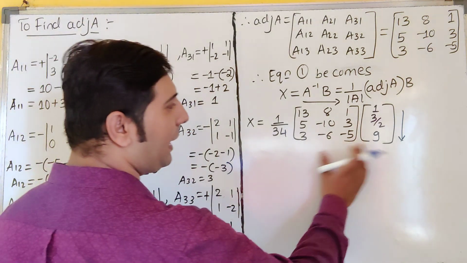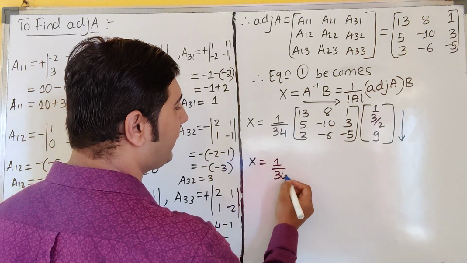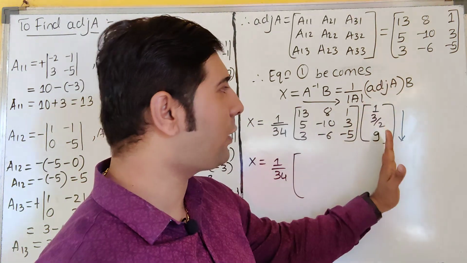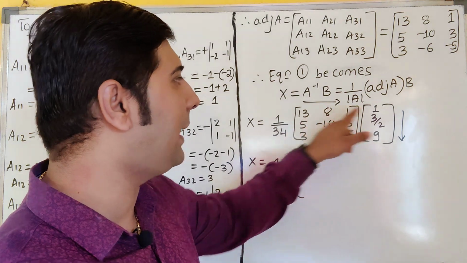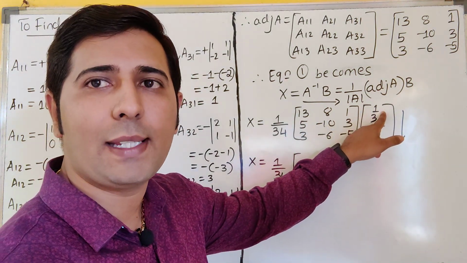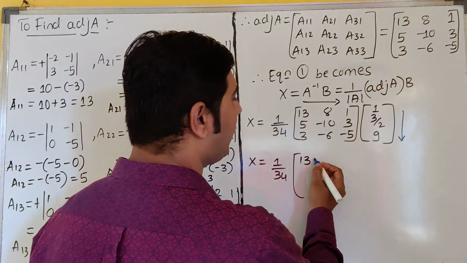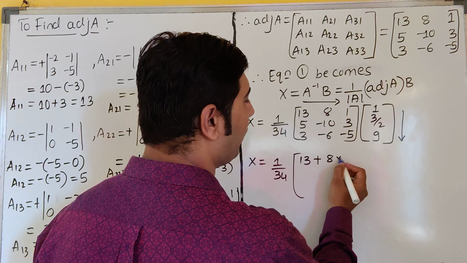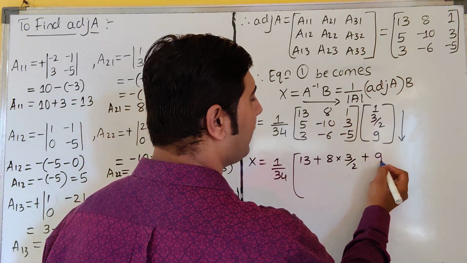So now first you multiply this and this, then you will work. So 1 by 34 is kept as is. Now see, first row, first column you have to multiply. Matrices you know how to multiply. So 13 into 1 is how much? 13. Next, second to second, now try to understand. 8 into 3 by 2, 1 into 9, 9.